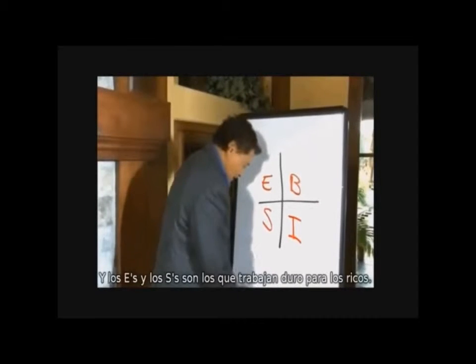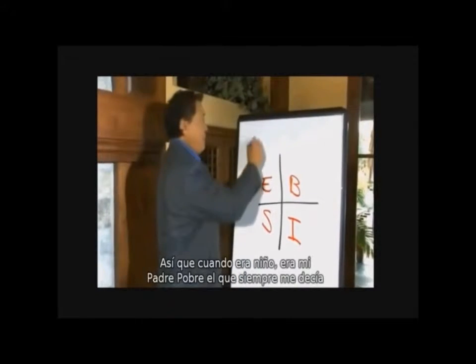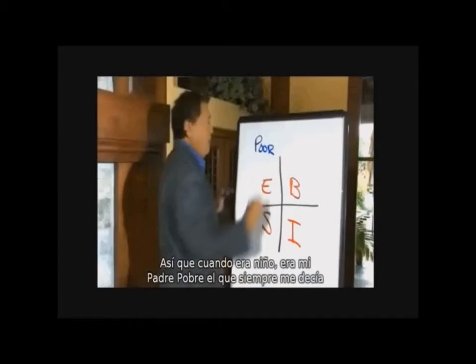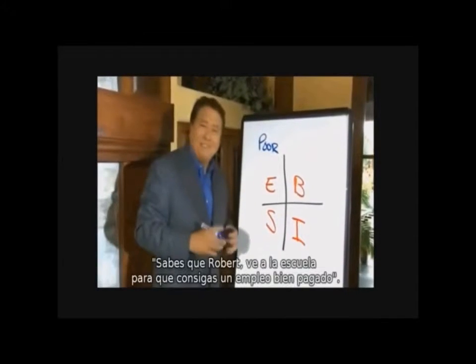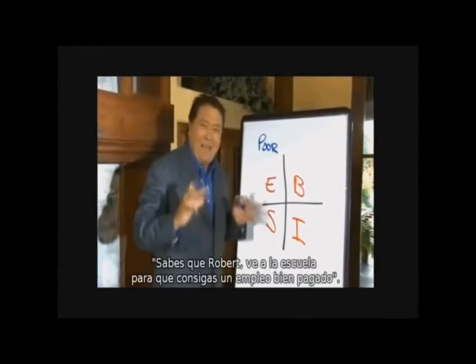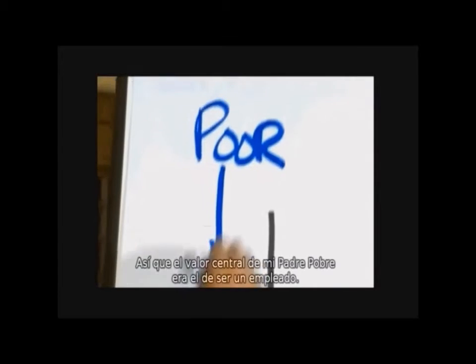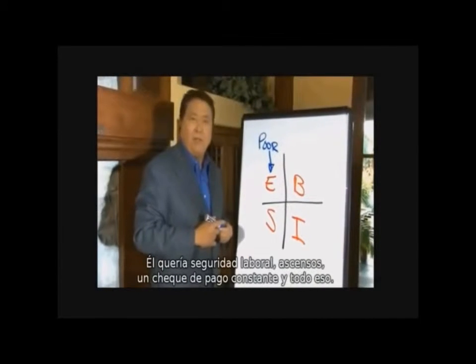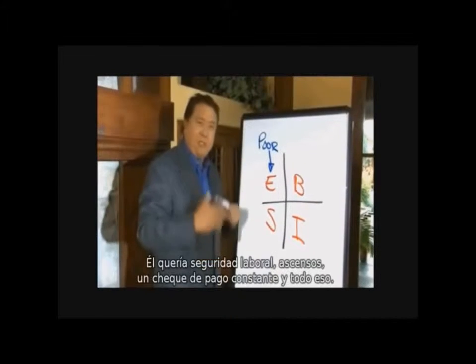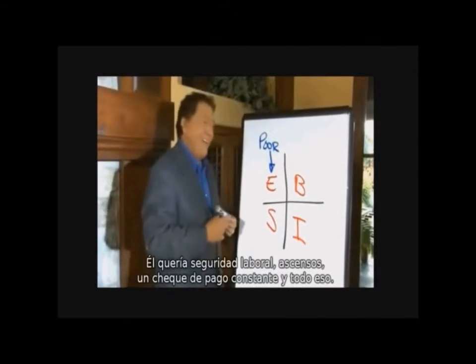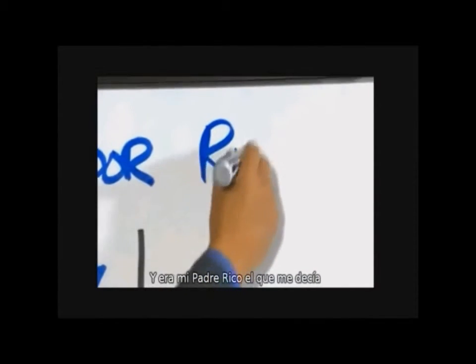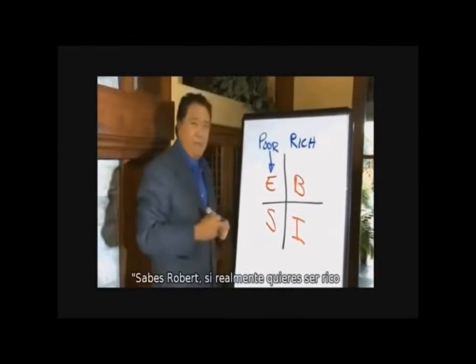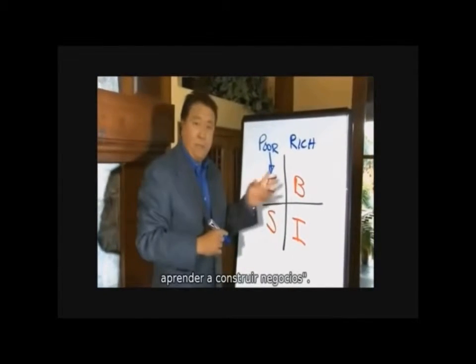So early on in my life, it was my poor dad who always said to me, you know, Robert, go to school and get a high-paying job. And so my poor dad's core value was to be an employee. He wanted job security, promotions, a steady paycheck, and all this. And it was my rich dad who said to me, you know, Robert, if you really want to be rich, learn to build businesses.